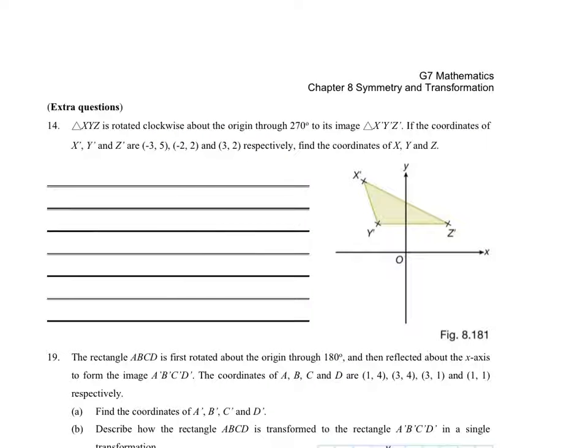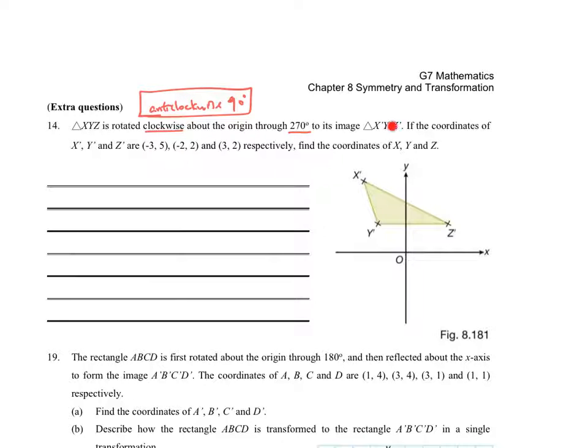Okay, for the extra questions, I will not teach very much in detail, but you may try if you want. I may give you some ideas. You can see triangle XYZ is rotated clockwise, so you can do it point by point. Clockwise by 270 degrees means anti-clockwise 90 degrees. It means all these 3 points are rotated anti-clockwise 90 degrees.